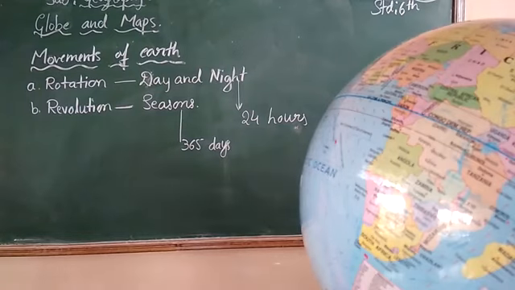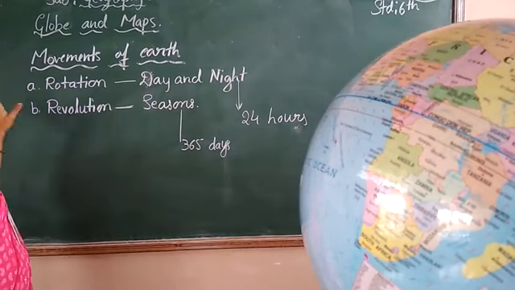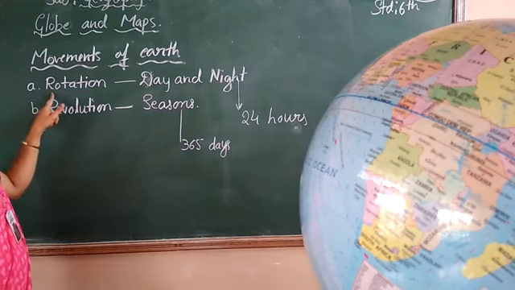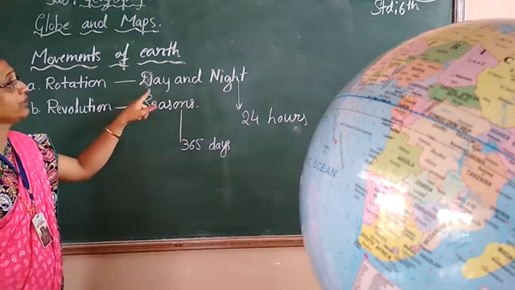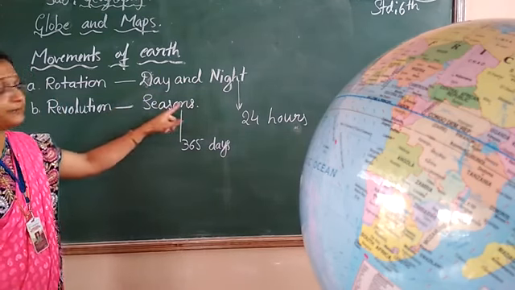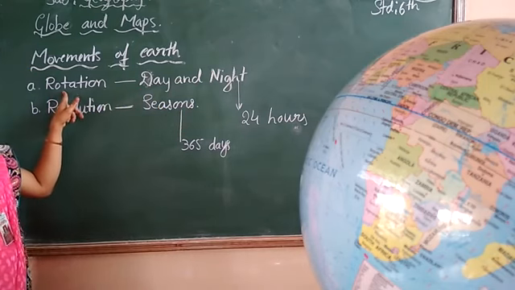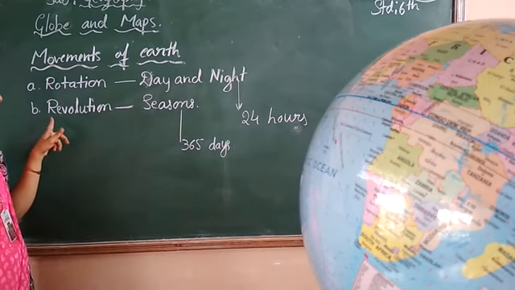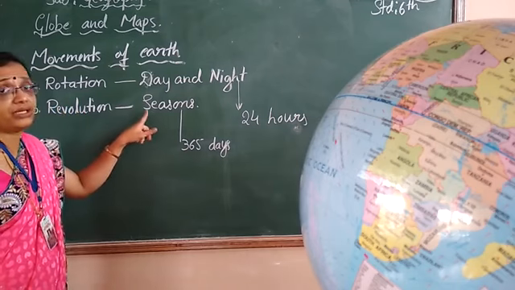Yes, children, movements of the earth. I wrote two movements it is having. One is rotation, by this we have day and night. Day and night happen by the rotation of the earth, and by the revolution of the earth we are getting the seasons.